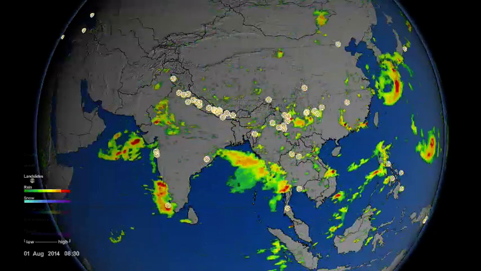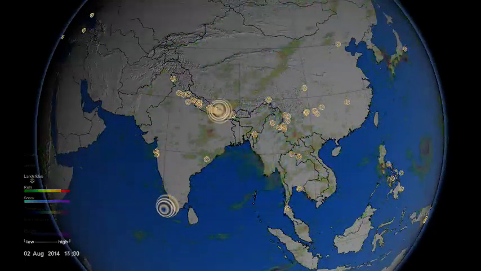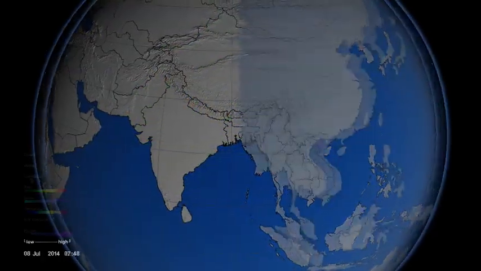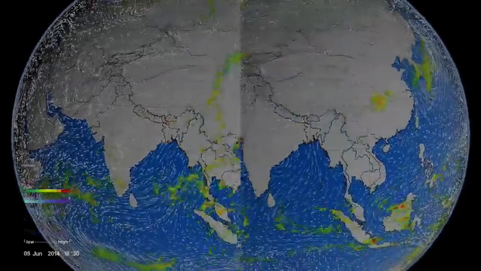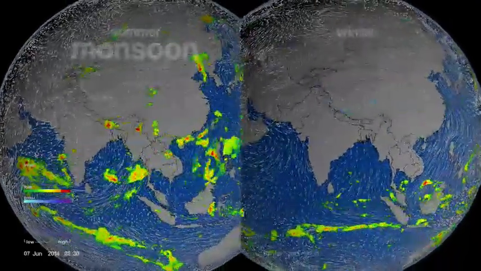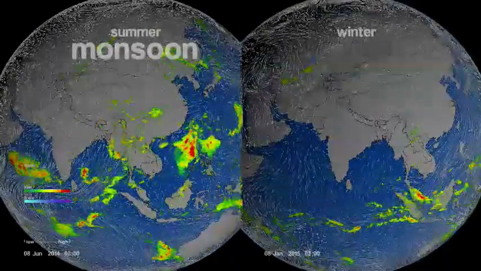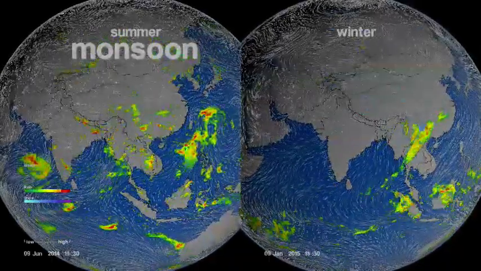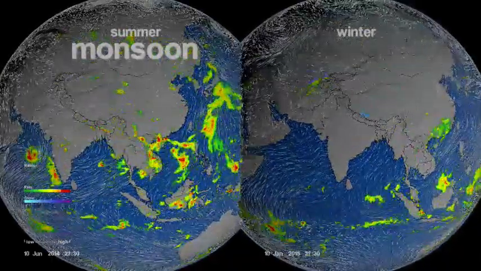One really cool way to look at the monsoon is to do a split screen and look at the summer and the winter at the same time. In the summer, the wind is blowing onshore, bringing the moist, rain-laden air into the continent. In the wintertime, it blows off the continent.